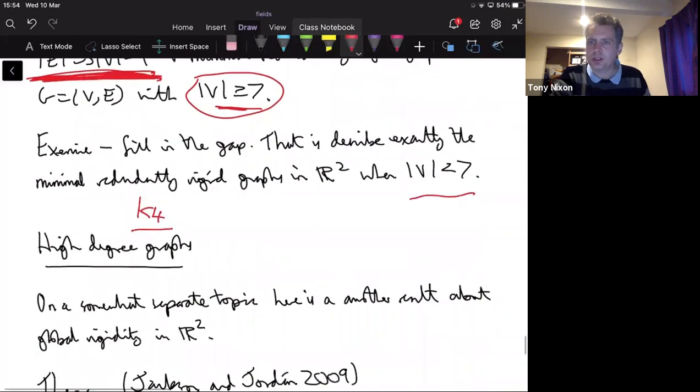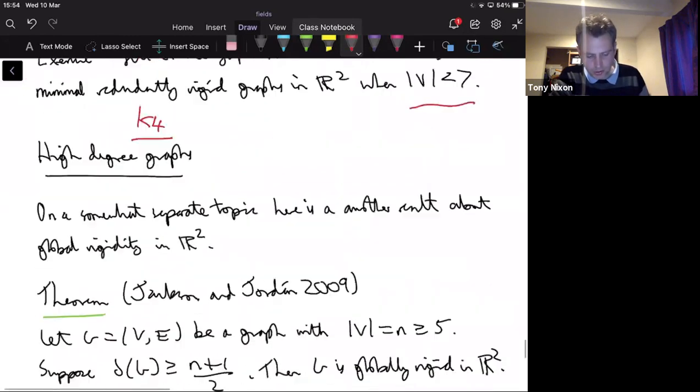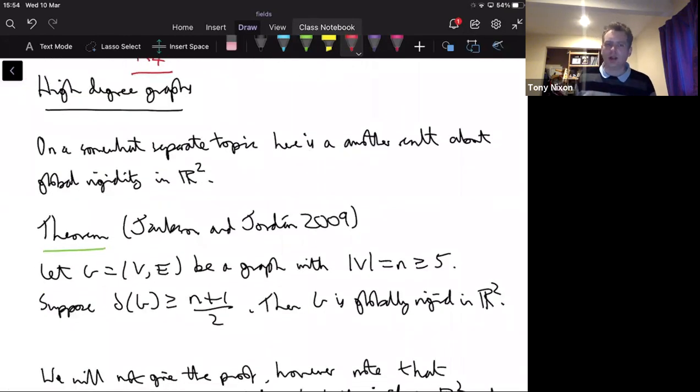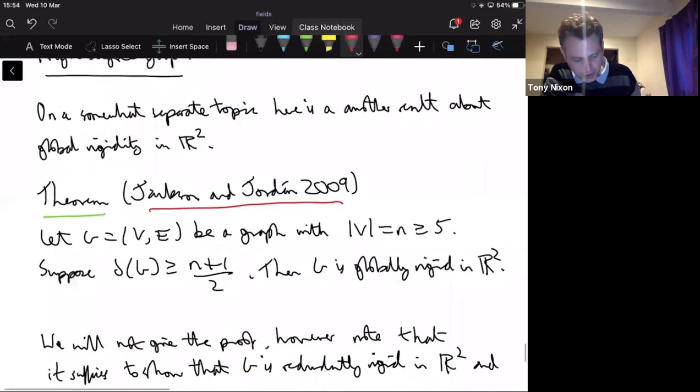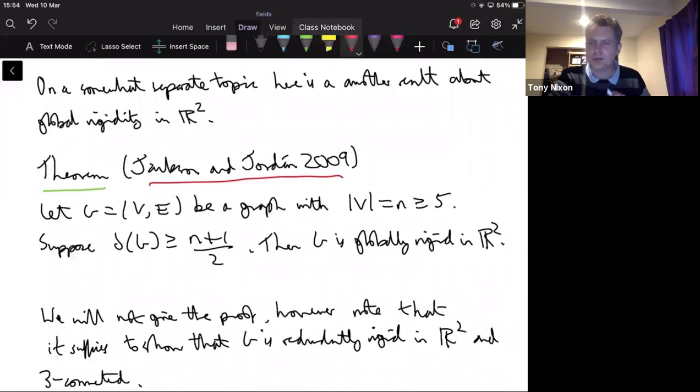If people are willing to bear with me for the last 5 minutes, I want to mention one more result, which is a bit different flavor, but it is just to finish off talking about global rigidity in 2 dimensions, essentially. Okay, so again, this is a result from Bill Jackson and Tibor Jordan. And what it says is if the minimum degree in your graph is sufficiently large, then you're globally rigid. Okay, so we're going to take a graph on at least 5 vertices, and we're going to suppose the minimum degree is at least (n plus 1)/2. So the minimum degree is just about half the number of vertices, and that's enough to guarantee global rigidity.